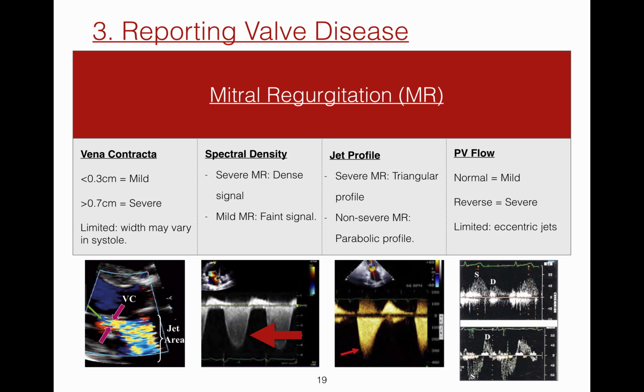We've also studied 4 ways of measuring mitral regurgitation: vena contracta, spectral density, jet profile, and pulmonary vein flow. As such, using these 4 measurements, you should now be able to provide an indication of the degree of mitral regurgitation with regards to its severity, whether it's mild or moderate or severe.